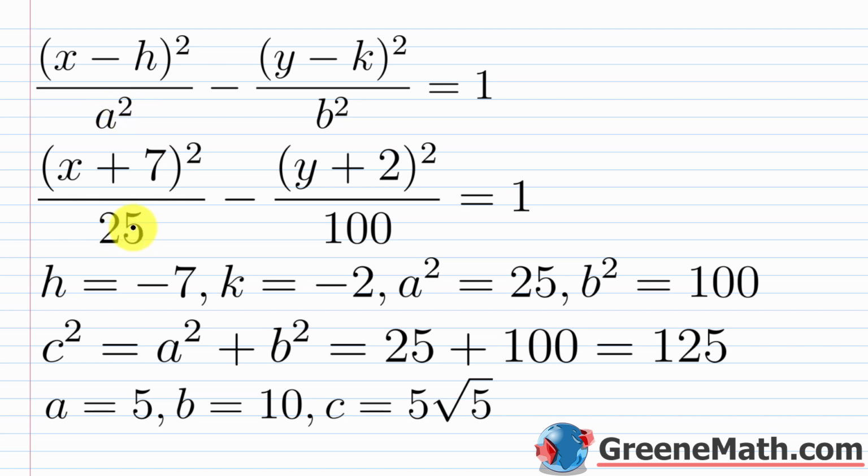Here your a squared would be 25 and your b squared would be 100, and then your c squared again is equal to a squared plus b squared, so that's 25 plus 100, which is 125. So then when you get a, that's going to be 5, again just the principal square root of 25, b is 10, that's the principal square root of 100, and then c is the principal square root of 125, which is going to be 5 times the square root of 5.